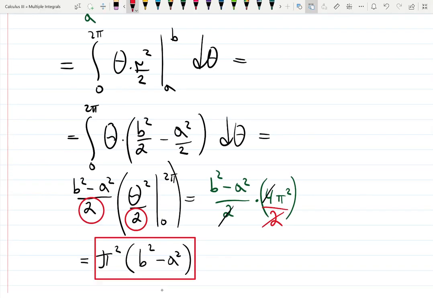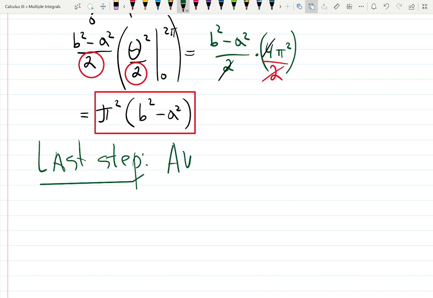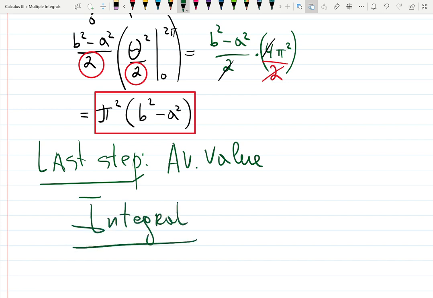So let's finish the problem. Last step. Oh yeah, divided by. After integrating, we actually need to find the average value, which is the integral we just found. The integral gives you the whole thing, but we need it over the area.